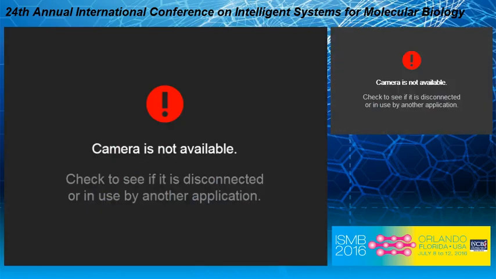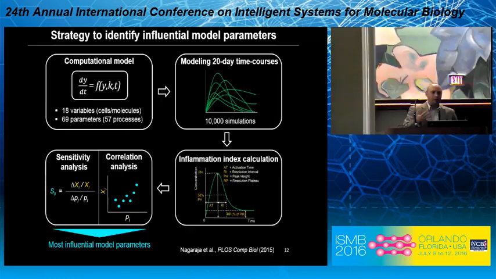In the sensitivity analysis, we perturbed the model parameters one at a time. We calculated the resulting change in the inflammation indices for all the model variables. And then we divide the perturbation in the index by the perturbation in the parameter, and that's our sensitivity. In the correlation analysis, we calculated correlation coefficients between each model parameter and each inflammation index for each model variable. Together, these two methods gave us the information that we used to select the most influential model parameters which we could use for further analyses.